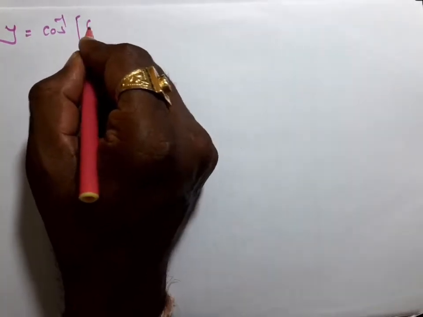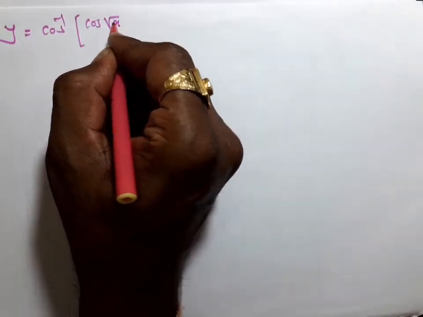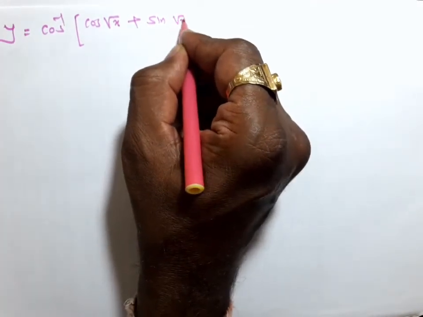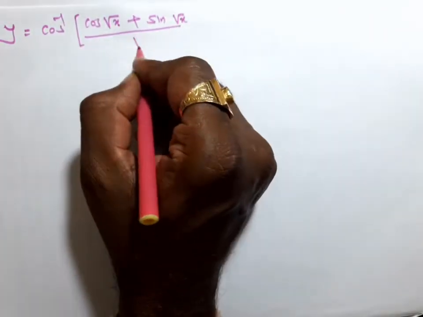Next, number 10. y is equal to cos inverse of cos root x plus sin root x divided by root x.